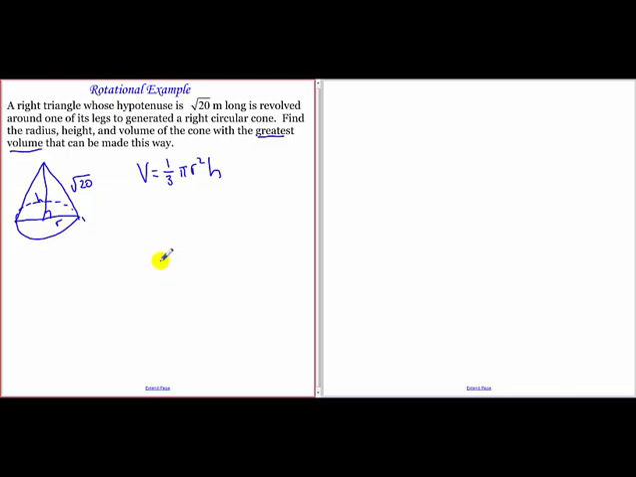Okay, so let's look at this. I need this in one variable. What's the relationship between h, r, and root 20? Well, we know r squared plus h squared is going to equal root 20 squared. Since our volume equation involves r squared, let's solve for r squared. So substituting that now in, volume is equal to pi over 3 r squared h. Okay, simplifying that out.